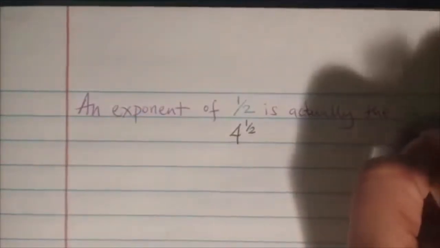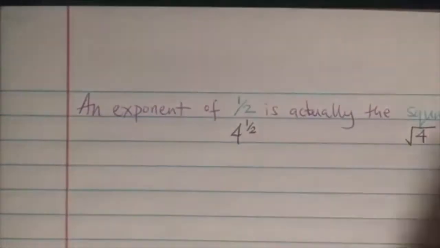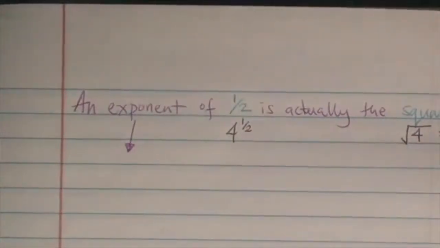So let's take a look at an example. Let's say 4 raised to the power of 1/2. So again, remember it's actually the square root. So what is the square root of 4? The square root of 4 is 2. Alright, instead of writing this all down again, I'm just going to put arrows.